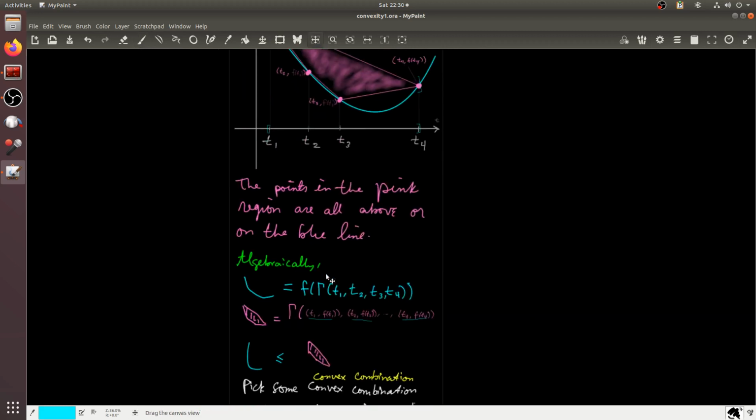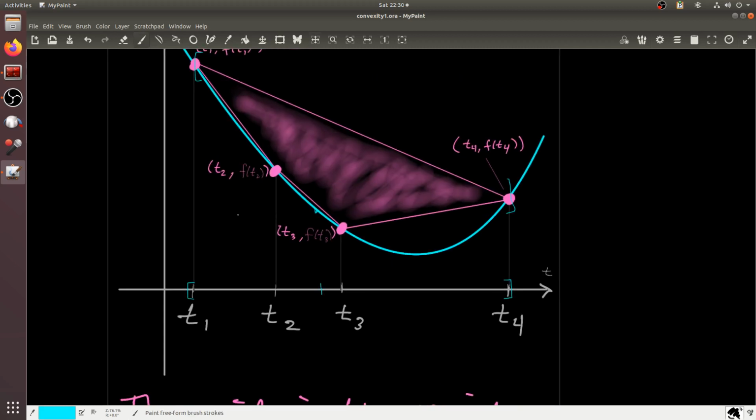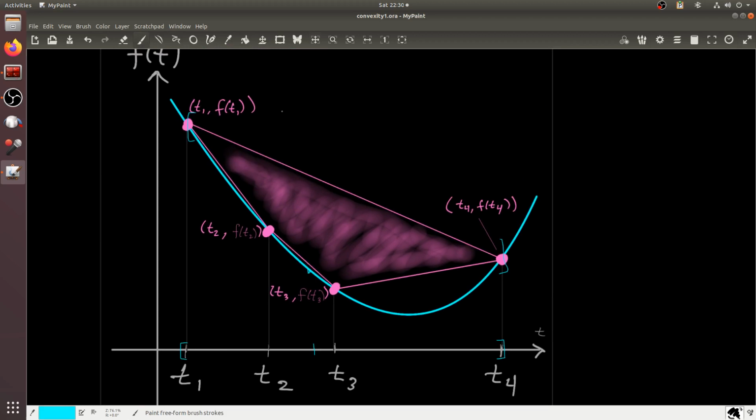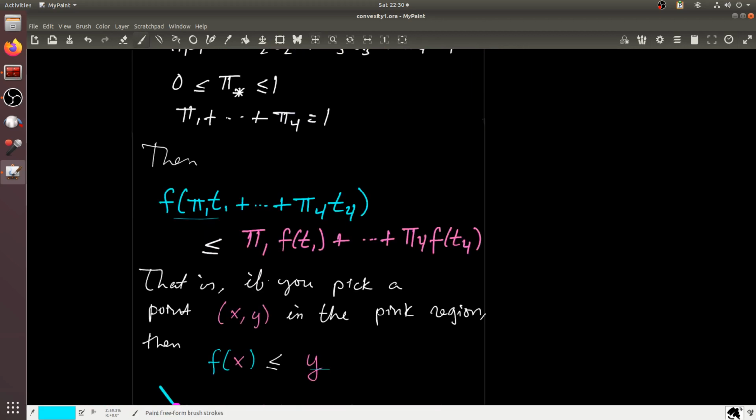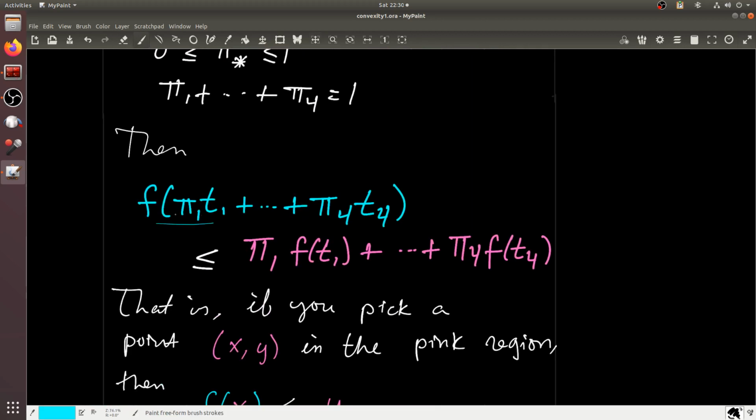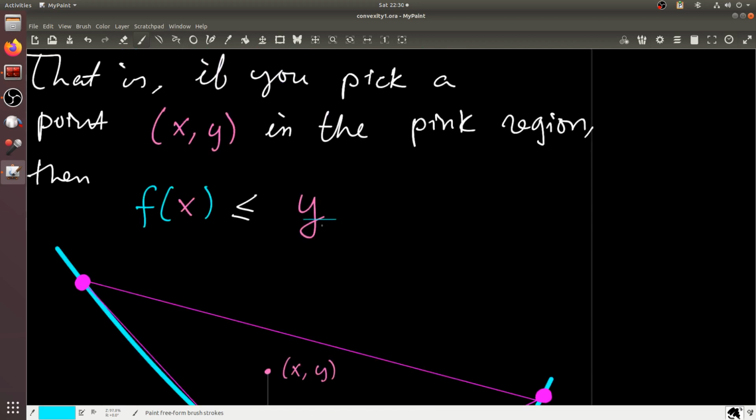So that's saying f of some convex combination of T1, T2, T3, and T4. It lies here. You take f of it, you plot here, and you take that same convex combination of these control points, and you're going to wind up somewhere in this region that is above the curve. That's what this is saying. So this is in particular just taking the y value. You pick a point x, y in the pink region, then f of x is going to be less than or equal to y.